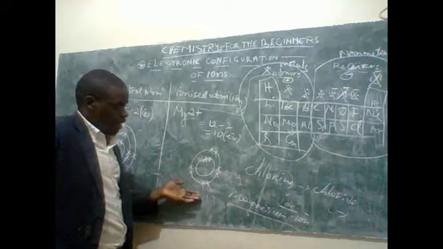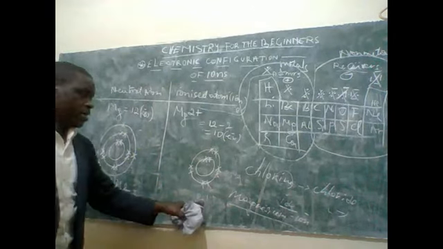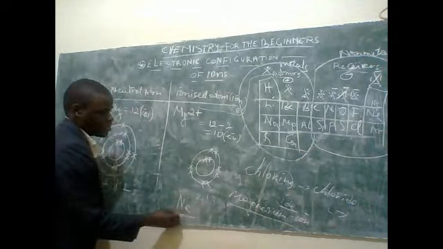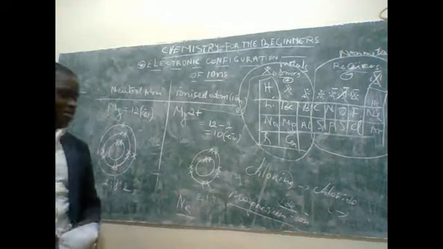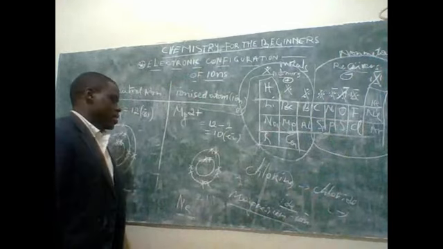So here, as you can see, this is the electronic configuration. This is equal to the neon. It is always equal to the neon electronic configuration. You can go and do exercises on neon electronic configuration.